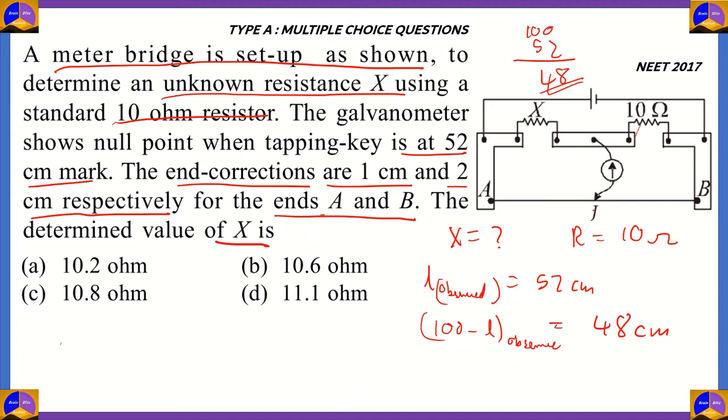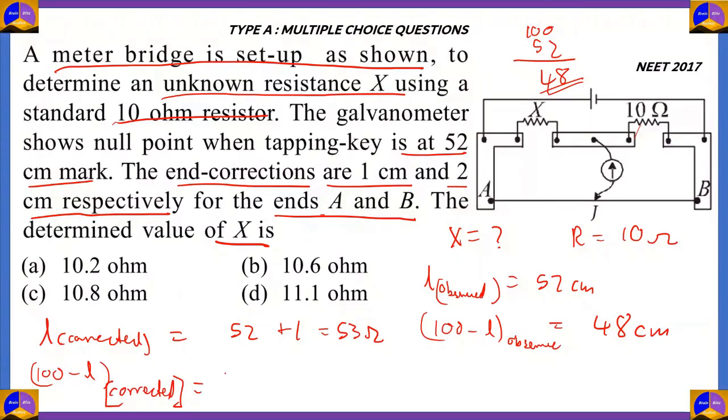The balancing length, L, is measured from end A. So if end A has an end correction of 1 centimeter, then the corrected value of L will be 52 plus 1, that is 53. Similarly, 100 minus L is calculated from end B. So if end B has an end correction of 2 centimeters, then the corrected value of 100 minus L is 48 plus 2, which is equal to 50.